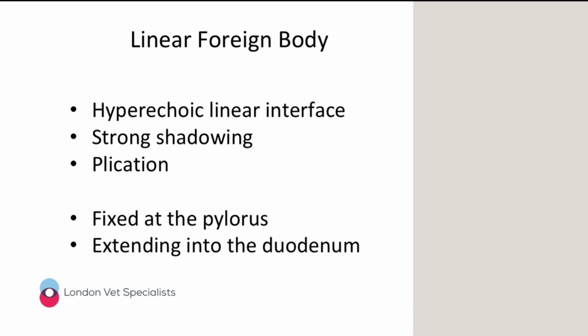So in the dog, linear foreign bodies quite often will get anchored at the pylorus and then extend into the duodenum. In cats, if you have a cat that's vomiting and you see anything at all that you think might be compatible with a linear foreign body, then it's worth just checking underneath the tongue. I've seen quite a few cats that have linear foreign bodies anchored underneath the tongue. So in dogs, these are more often going to anchor at the level of the pylorus. In cats, if you think a cat might have a linear foreign body, make sure that you check under the tongue. They're very easy to miss.